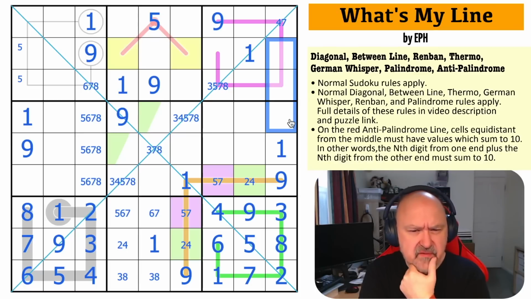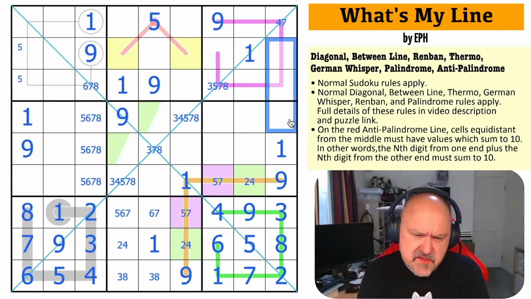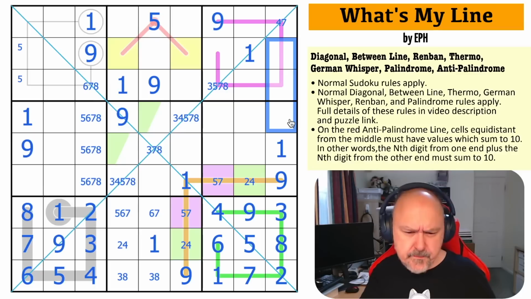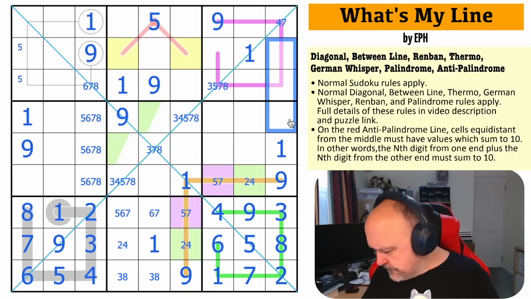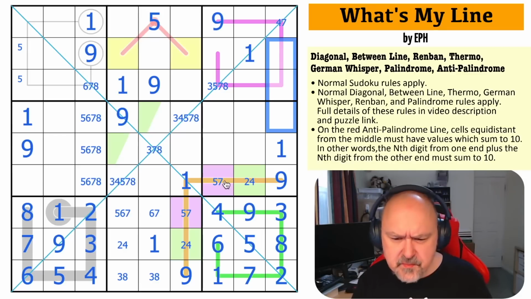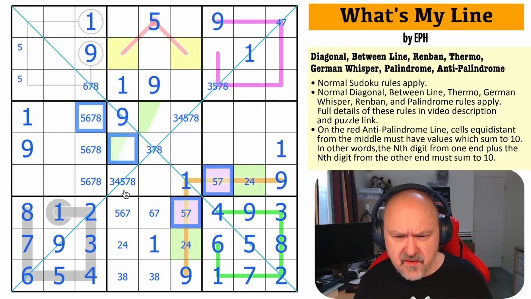Column 1 needs 2, 3, 4, and 5. I don't. It's still possible for these to be 5, because if they are, that becomes a 5. 5 goes into one of those two.